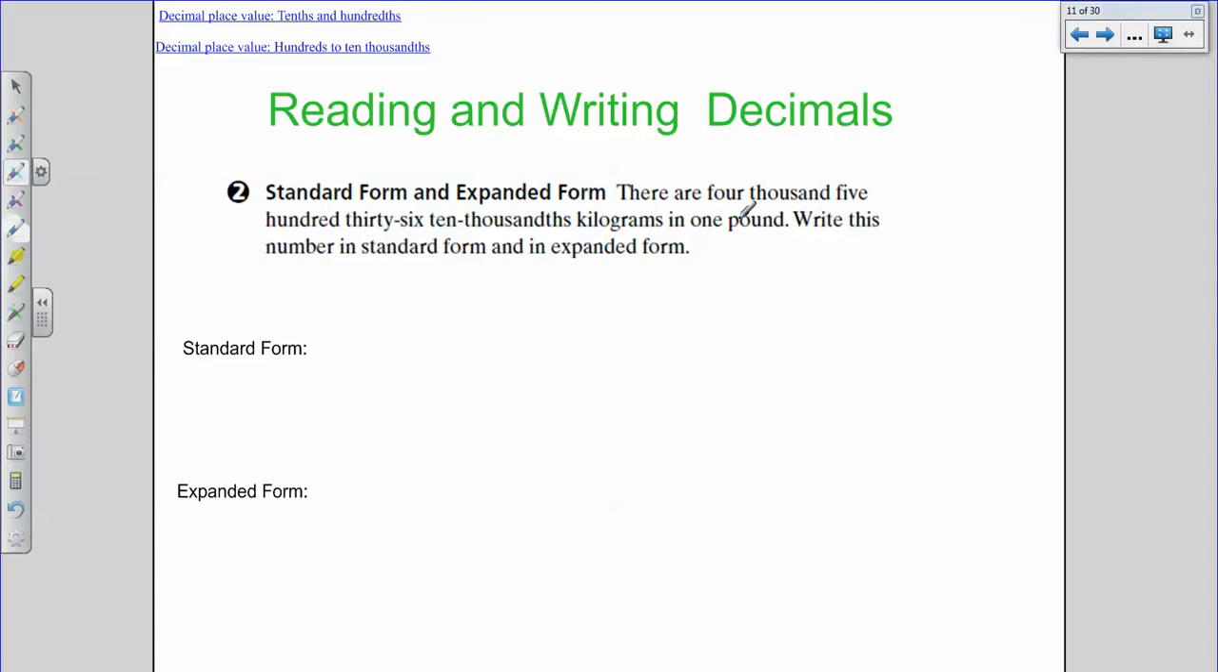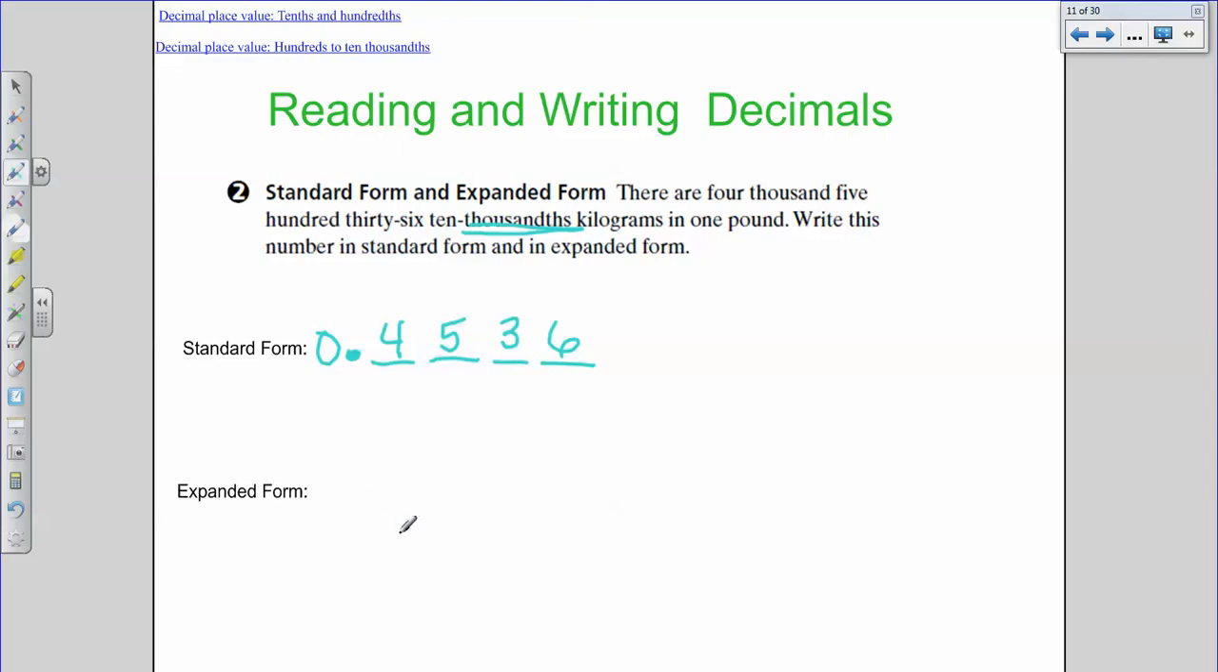So again, I have 4,536 ten-thousandths. So if I have ten-thousandths, first of all, I know I'm going to be in the decimals, and I know that the ten-thousandth spot goes out 4 places. So it's going to be... sorry, Mrs. Hook cannot read. 0.4536. So that's what my decimal should look like in standard form.